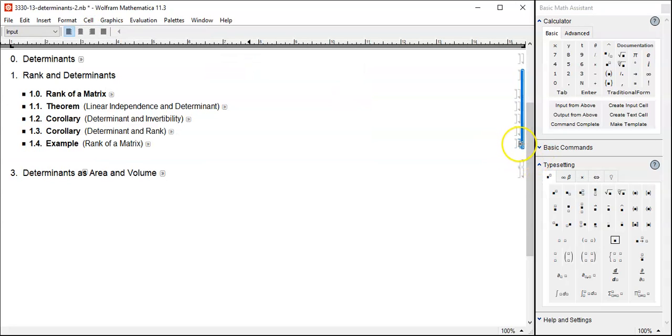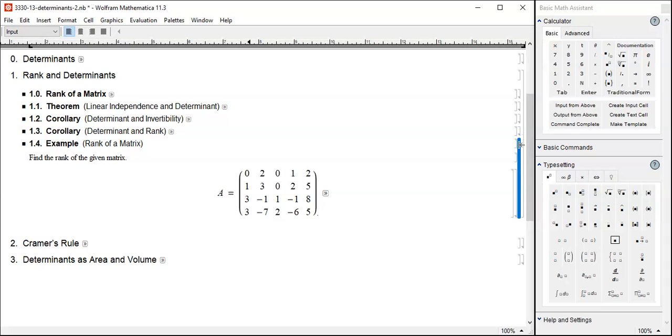Okay, let's do this example problem first. Rank of a matrix. Find the rank of this matrix. How do you find it? We did this, let's see, well, many weeks ago. So I think some review is in order.